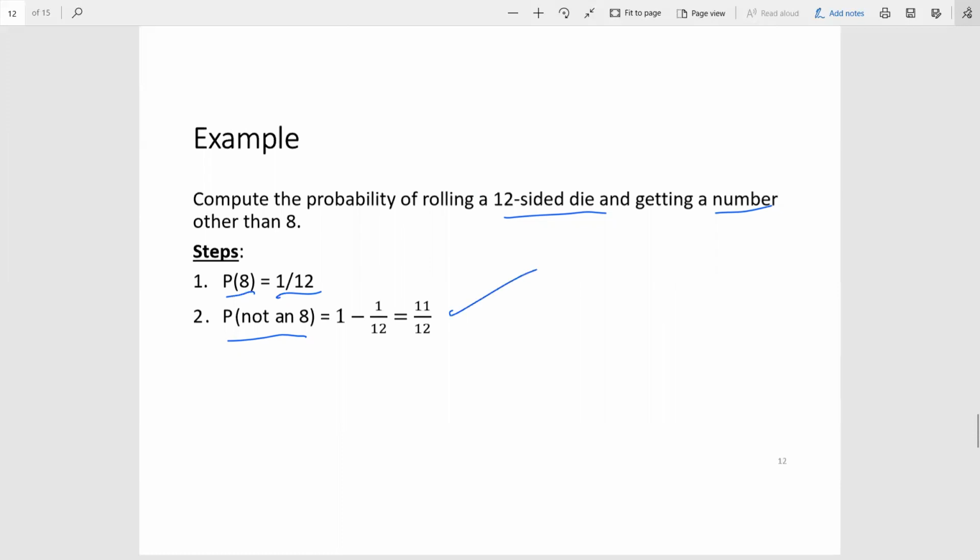Now, obviously, you can also say that there are 11 possibilities that are not 8 on this 12-sided die. So the probability of not an 8 is 11/12. So you can work it either way.